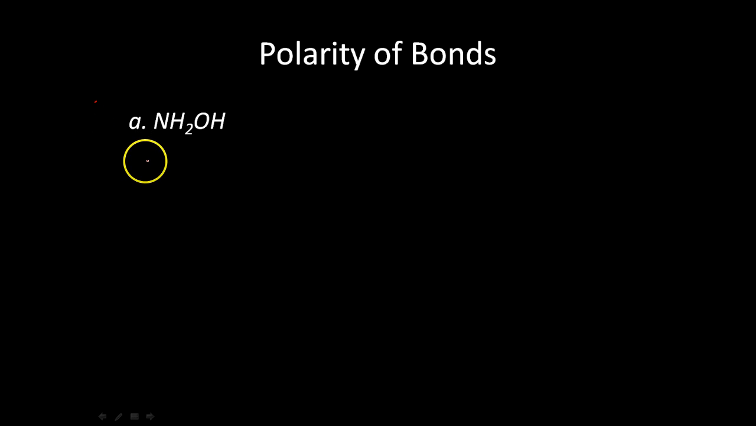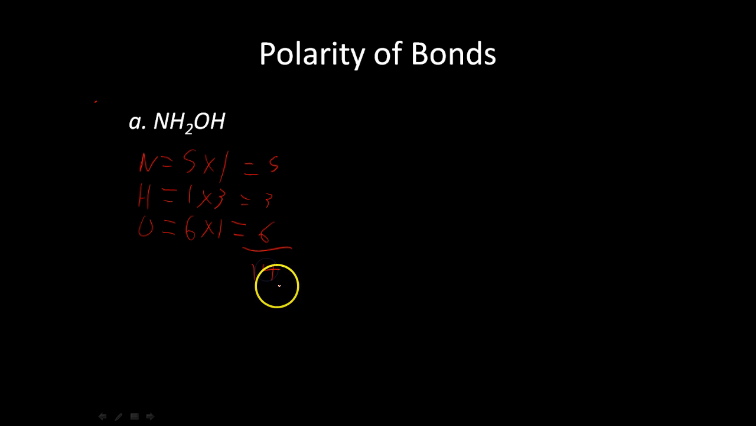Nitrogen, if we look at our periodic table, will have 5 valence electrons. There's only one of them in the formula. Hydrogen will have 1 valence electron, as always. There are 3 of them in the formula. Oxygen has 6 valence electrons, and there's 1 in the formula. So that's 6, that's 3, that's 5. 5 plus 3 plus 6, that's 14 total, right? 14 electrons total.